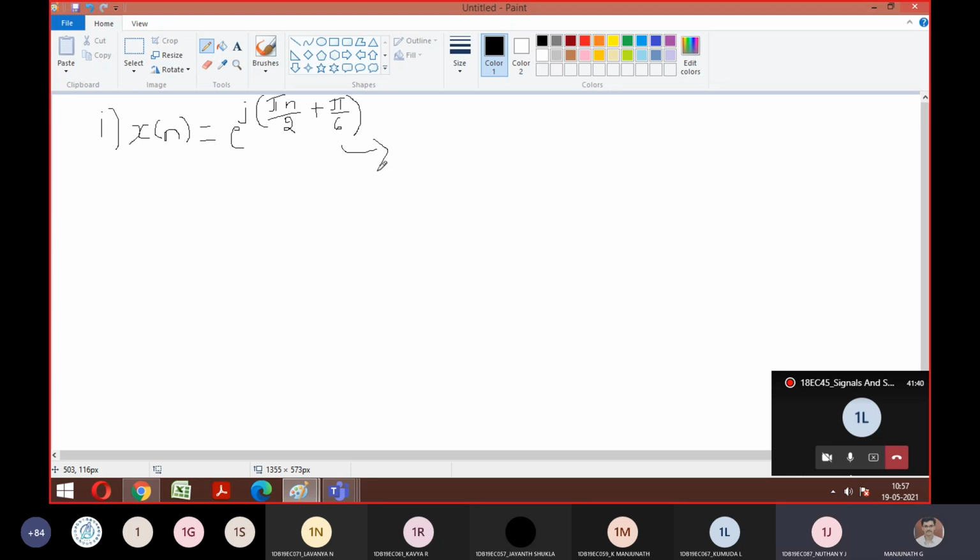Can anyone tell me whether it is energy or power? On what basis will you tell it is energy here? By substituting the value of n, you can find out. See, they have not given any condition for you. If they had given, for example, u of n, then you would know u of n exists for 0 to infinity, so you could have given n values 0, 1, 2, 3, 4. That is not given. Correct?